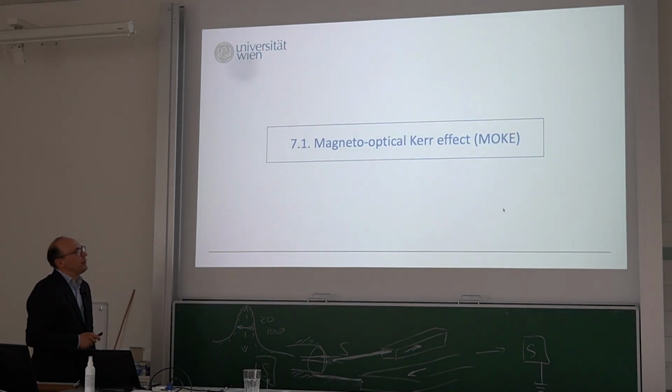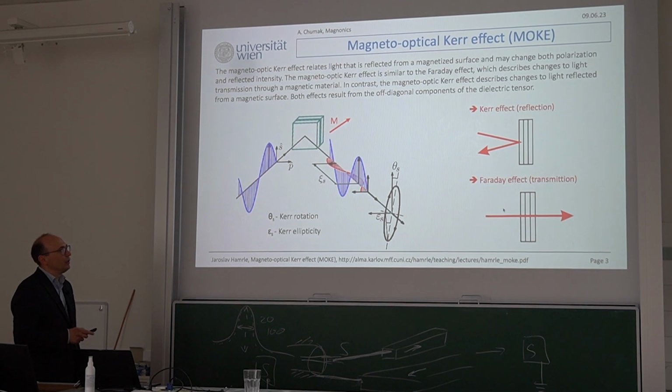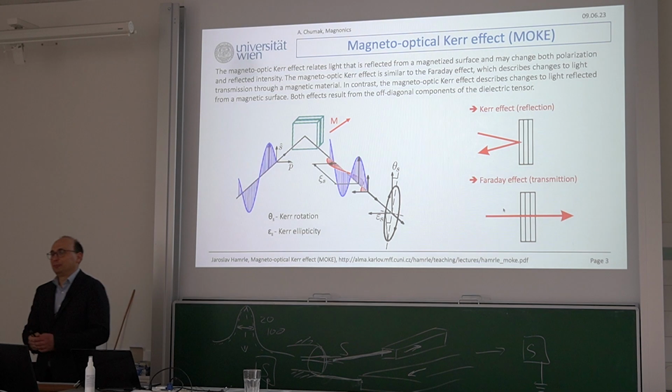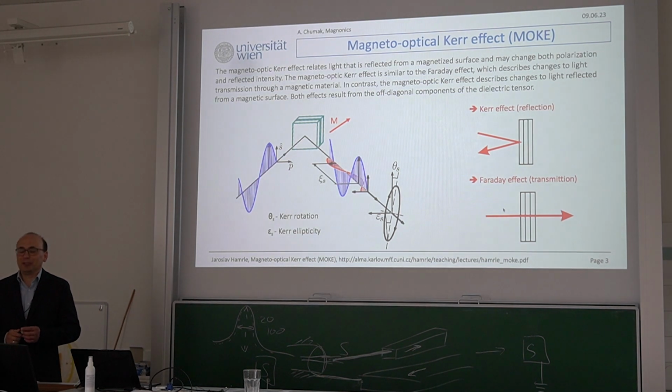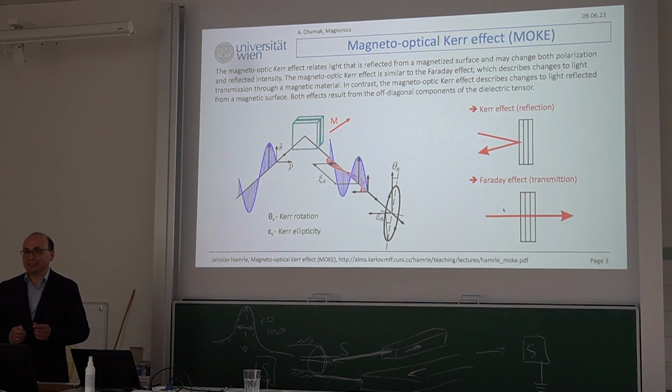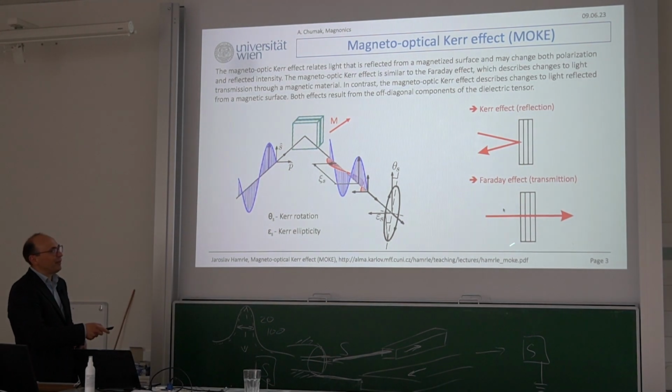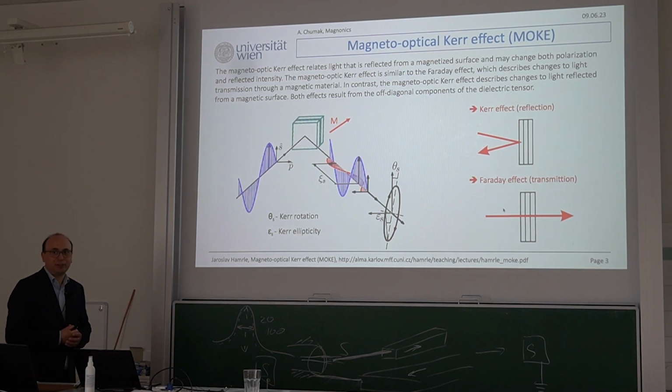So, magneto-optical Kerr effect. Who knows the Faraday effect? Optical Faraday? Andrii? What is this effect about? It's about the turning of the polarization of linearly polarized light while propagating through a magnetic material. Great. So Andrii said that the Faraday effect is when linearly polarized light goes through a material with magnetization, it changes its polarization. Correct.